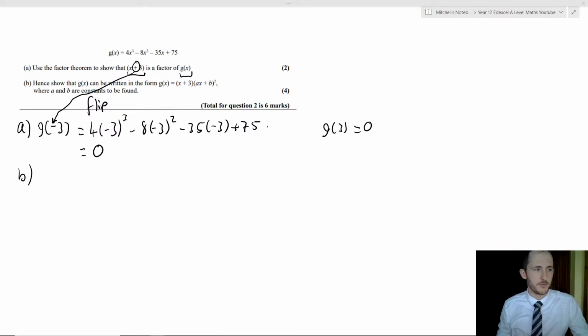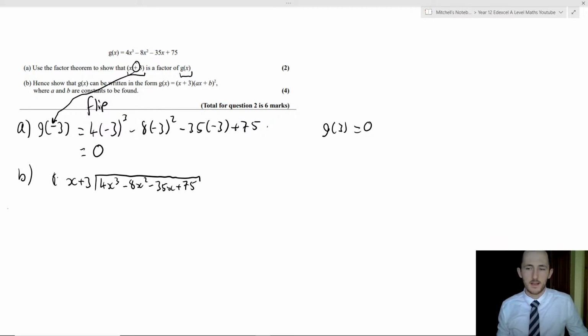Okay, so we put our factor on the outside. Let's not actually put the bracket. X plus 3, bus stop method, and then all of g of x. So 4x cubed minus 8x squared minus 35x plus 75. Okay, and once again, what I'll do is I'll take this very slowly. Okay, but please stop me the second that you are unsure.